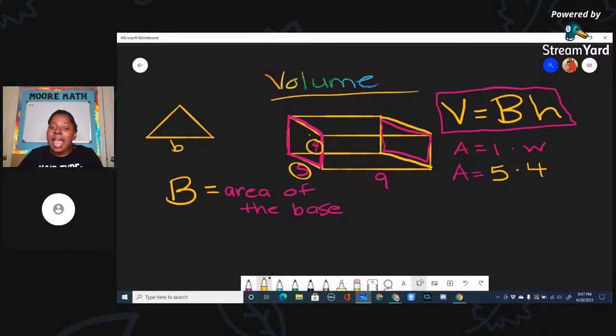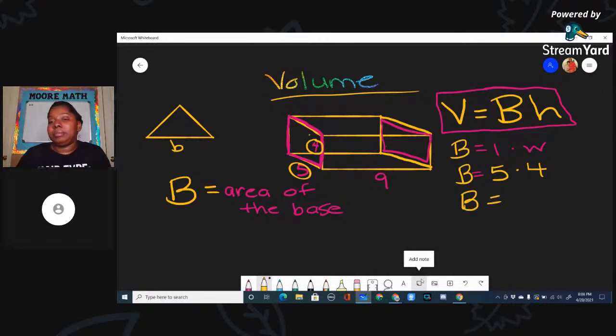Okay, so we could say A for area or have that big B. So here our base is a rectangle. Okay, and area of the base, 5 times 4 is 20. Good. So now we have our B, right? So the area of the base, which is length times width because it's a rectangle, and then the height.